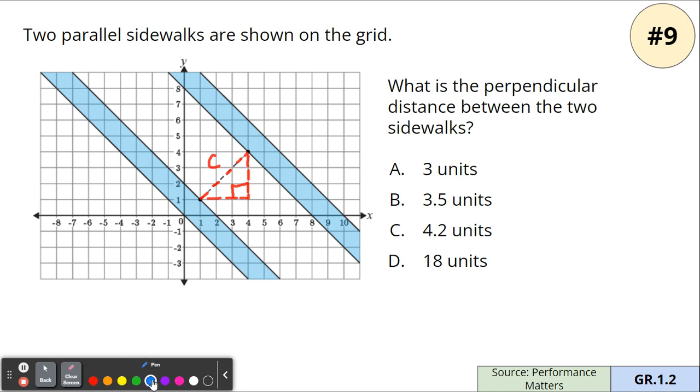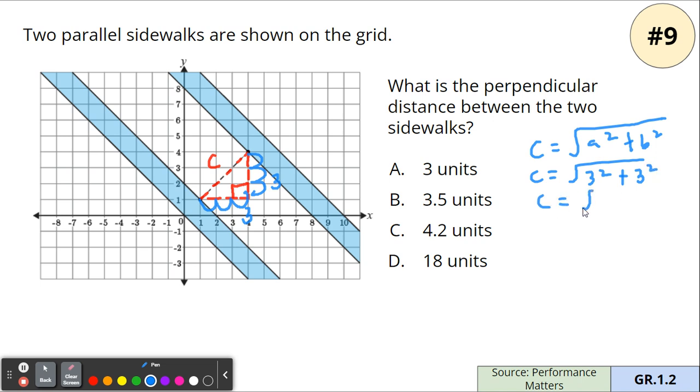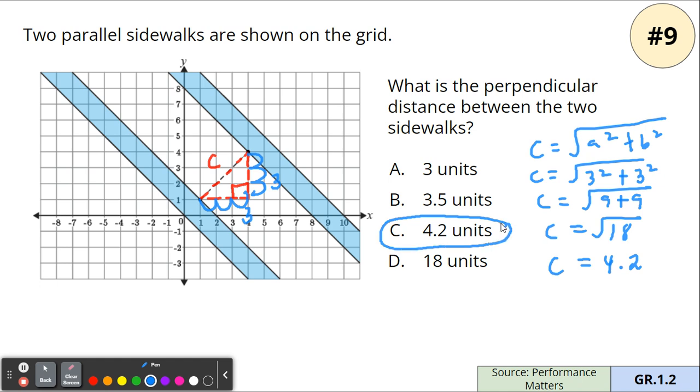So like a while ago, let's count our horizontal and vertical distance. You have 1, 2, 3, and also 1, 2, 3. So we're looking for C. That will be the square root of A squared plus B squared. Here we have A and B equal to 3. So 3 squared plus 3 squared, so you will have here 9 plus 9. And that will be the square root of 18. So therefore our C is equal to 4.2. The perpendicular distance between the two sidewalks is 4.2 units.